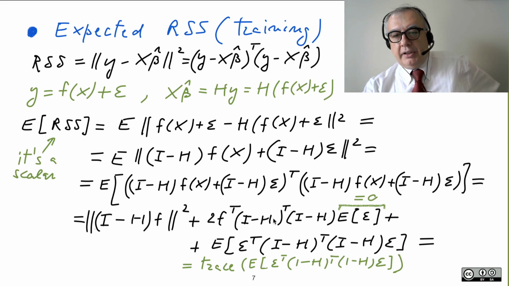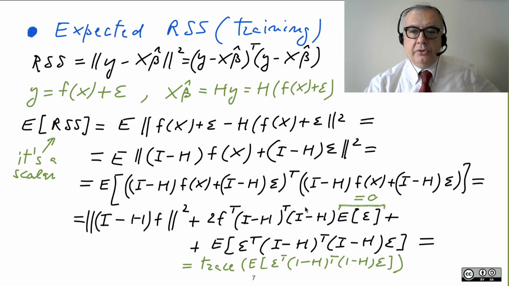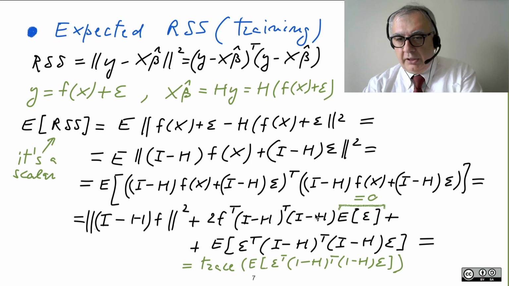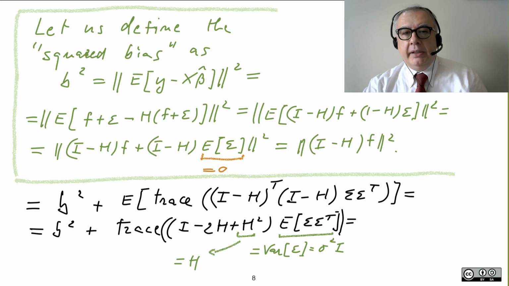So this is the crossed product. The deterministic part has been taken outside the expectation operator. Here you have the expectation of epsilon, but epsilon has zero expectation, so this term is zero. So you don't have the cross product. It goes to zero. Okay, next step, let us define the squared bias in this way. So the squared bias is the squared norm of the expectation of y minus the linear predictor.